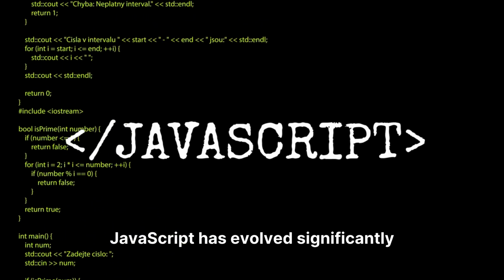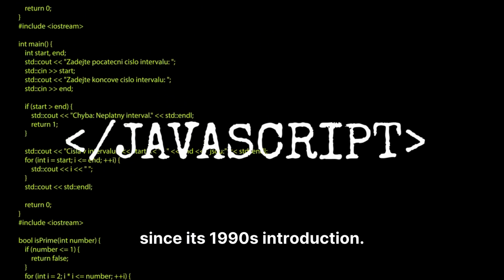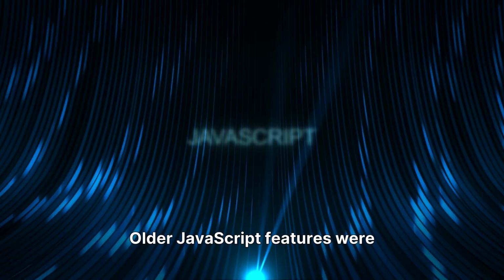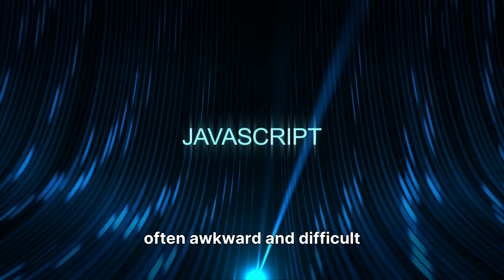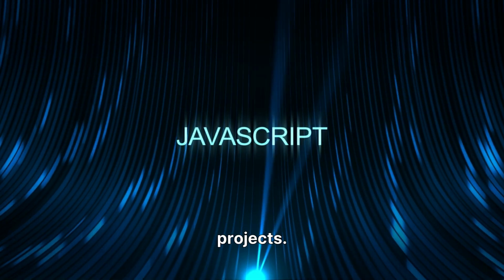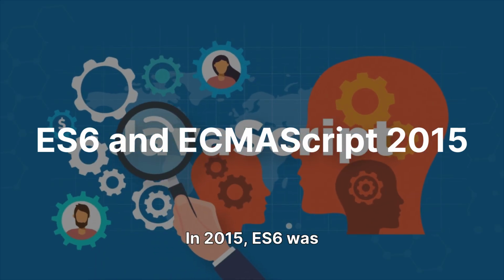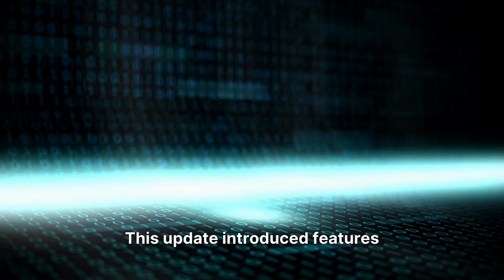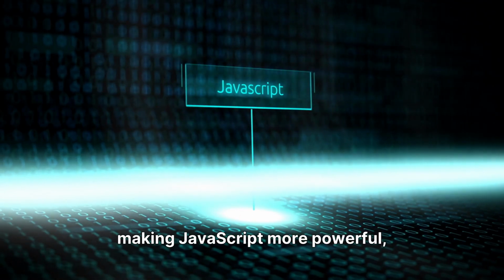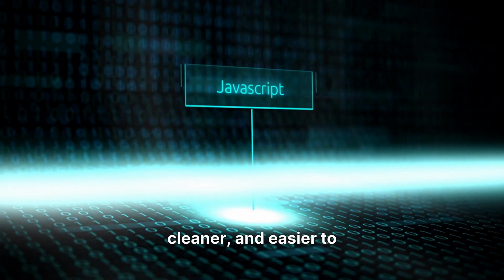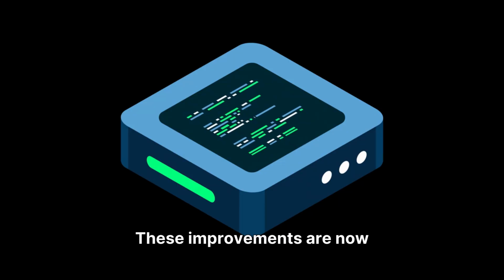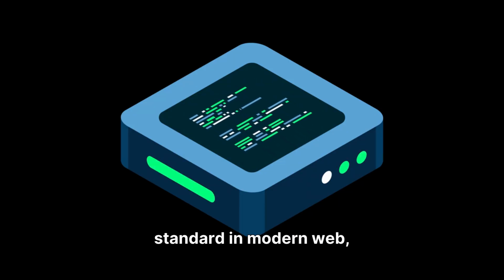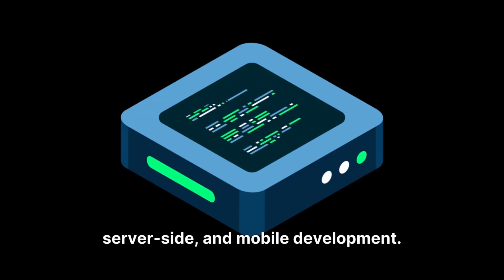JavaScript has evolved significantly since its 1990s introduction. Older JavaScript features were often awkward and difficult to manage in large projects. In 2015, ES6 was released, a major update to the language. This update introduced features making JavaScript more powerful, cleaner, and easier to maintain. These improvements are now standard in modern web, server-side, and mobile development.